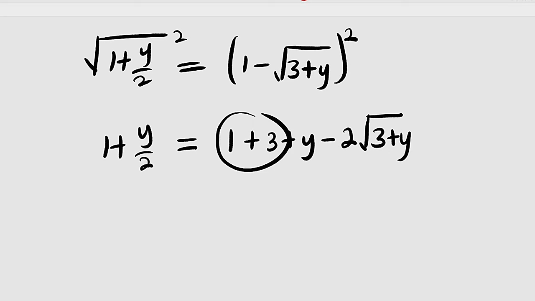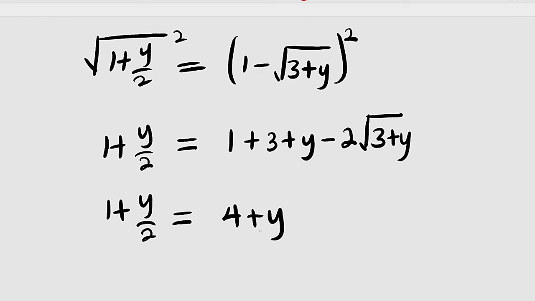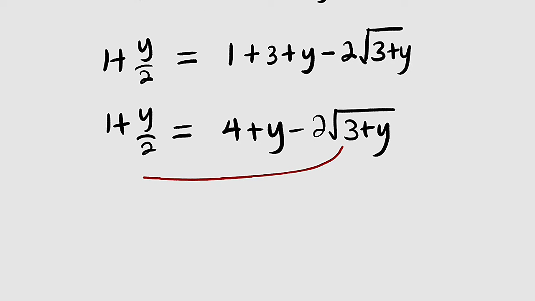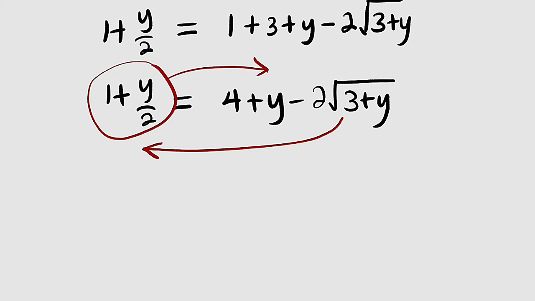1 plus 3 is equal to 4, right? So we have 1 plus y divided by 2 equal to 4 plus y minus 2 multiplied by square root of 3 plus y. Now let us switch these terms. Take this one to the left hand side and take the whole of this to the right hand side. If you bring that term to the left hand side, it becomes positive 2 multiplied by square root of 3 plus y. This is equal to, already we have 4 to the right hand side.